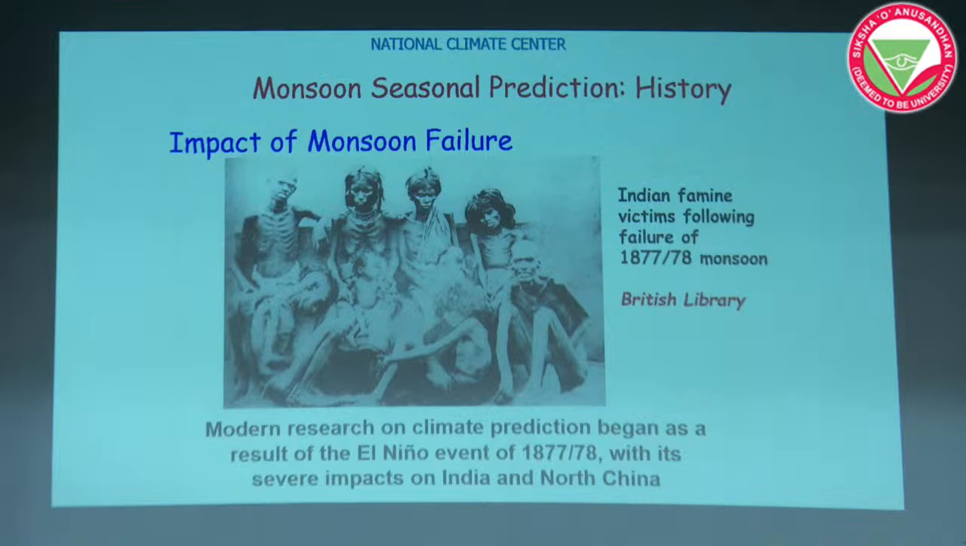Now you see, this is something which we have collected from the British Library, from 1877 and 78. There was El Nino, and because of this, in India and North China, it shows how people were affected. So we should foresee what climate change is.